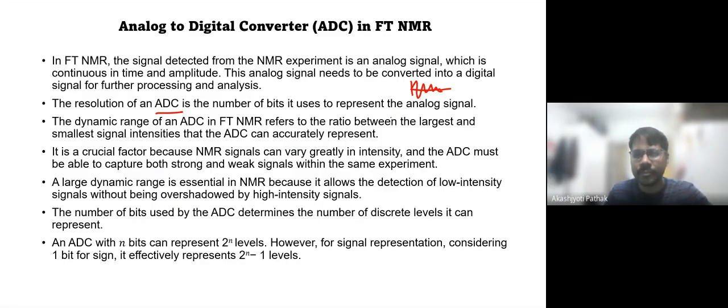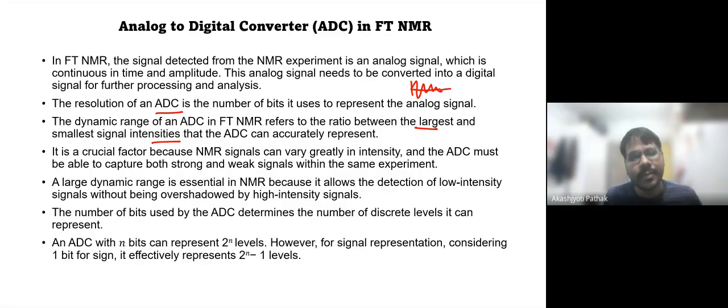So the number of bits must be sufficient so that all the signals can be captured, right? So that the entire analog signal can be represented. So the dynamic range of an ADC in FT-NMR refers to the ratio between the largest and the smallest signal intensities that the ADC can actually represent. It is a crucial factor because NMR signals can vary greatly in intensity, and the ADC must be able to capture both large and weak signals within the same experiment.